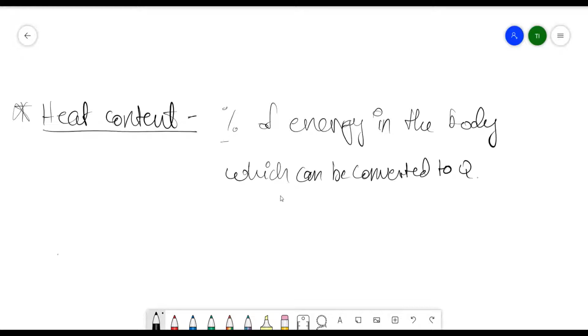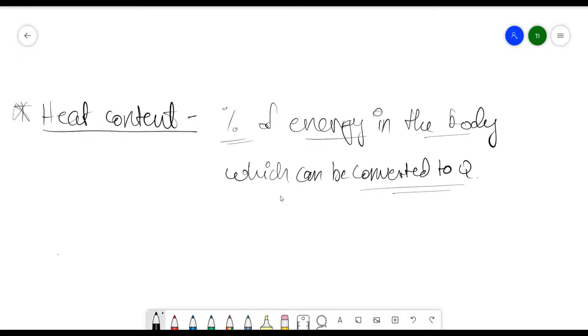And what do you mean by this? Like, what is the percentage of energy in the body which can be converted to heat energy? Well, for this you need to know the important principle of conservation of energy, and that energy is neither created nor destroyed. It is just simply converted from one form to another.